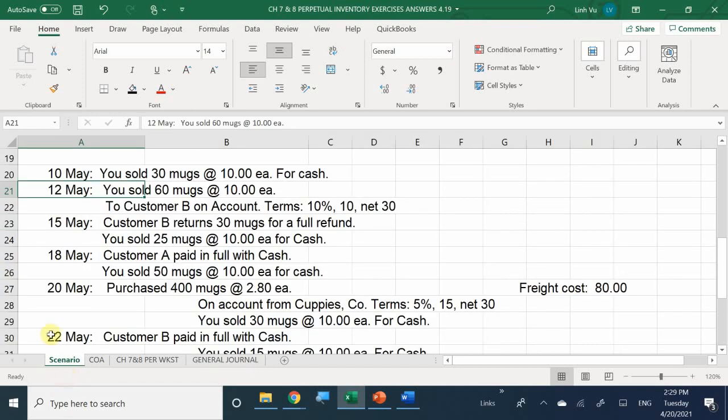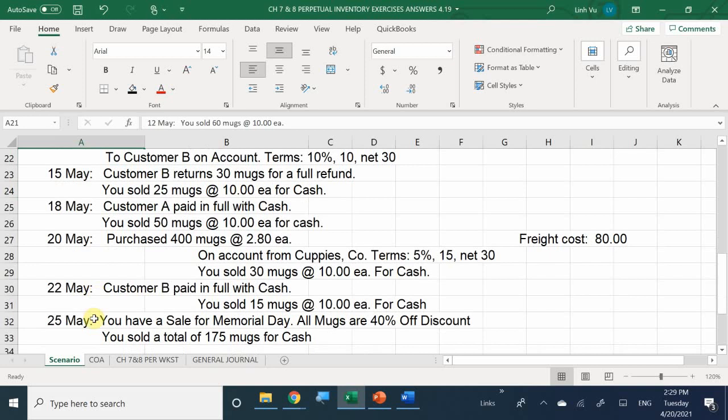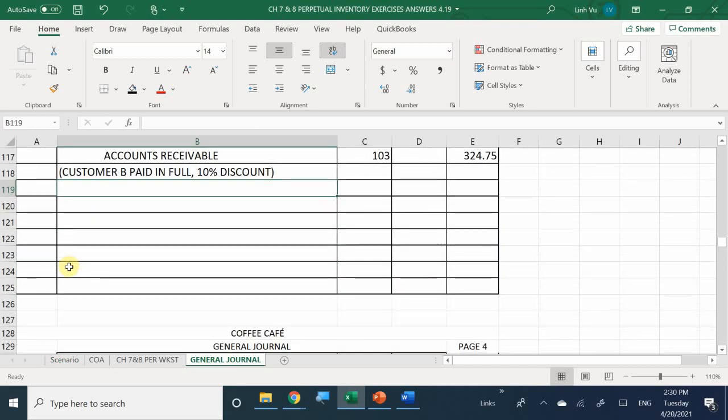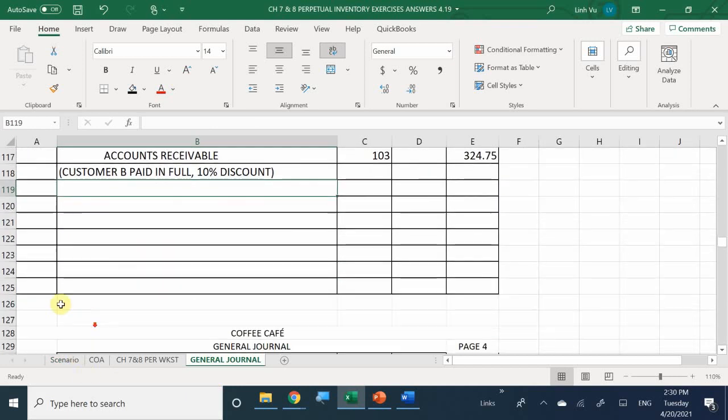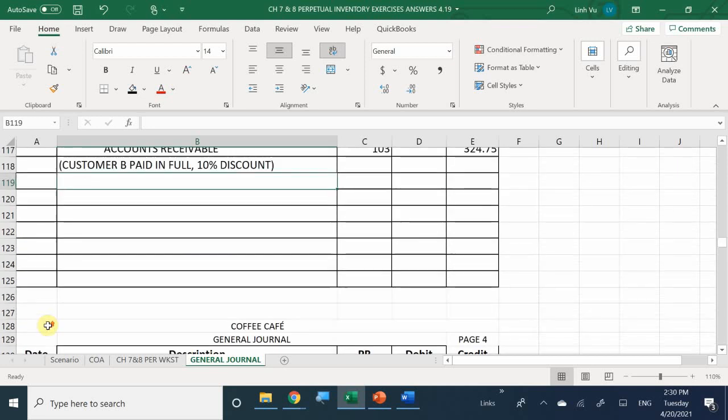All right. So then what has happened next on the same day? We sold 15 mugs, $10 each, for cash. Good. Okay. So here you go. Go ahead and do the first transaction here, and then we'll go down to the second one.